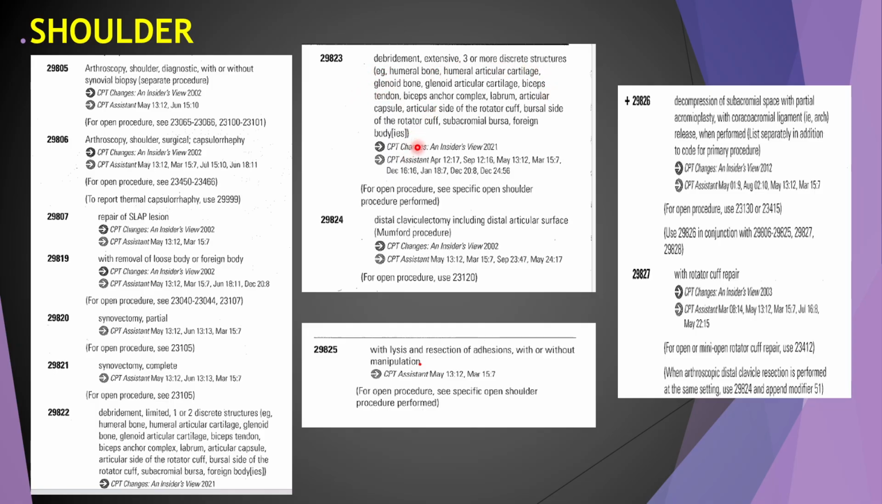So here an example is written: humeral bone, rotator cuff, labrum, articular capsule, bursal side, and the subacromial bursa, foreign body. So if any three or more of these discrete structures are involved, then it will be an extensive debridement. And for the open procedure, we have to see the specific open shoulder procedure performed. 29824 distal claviculectomy, including the distal articular surface, Mumford procedure. Open, we have to see that one. And so these were the procedures of the shoulder.